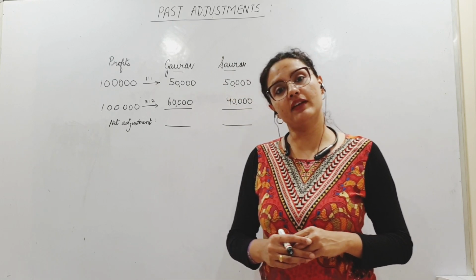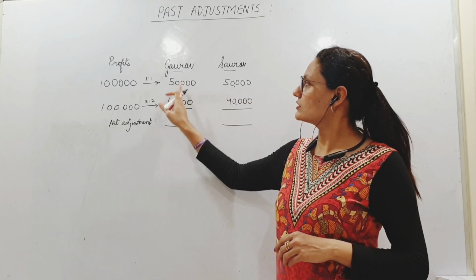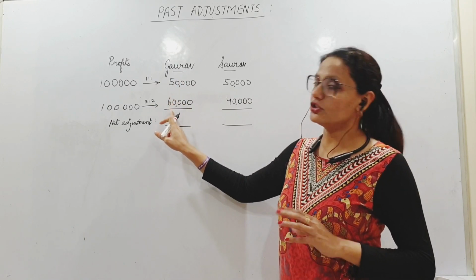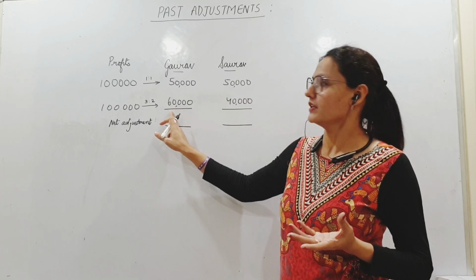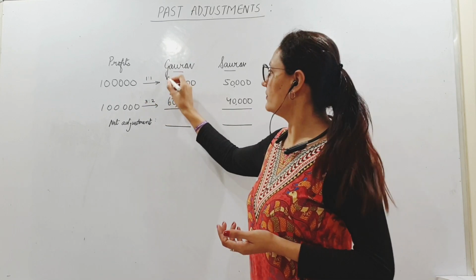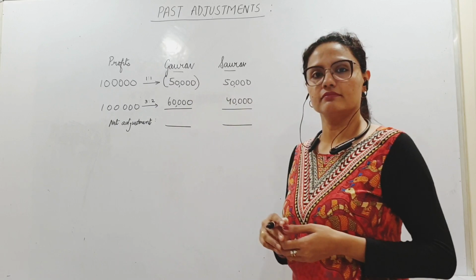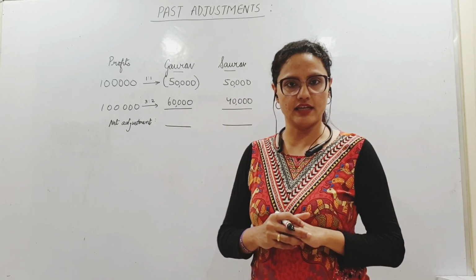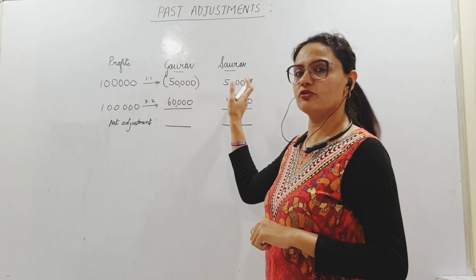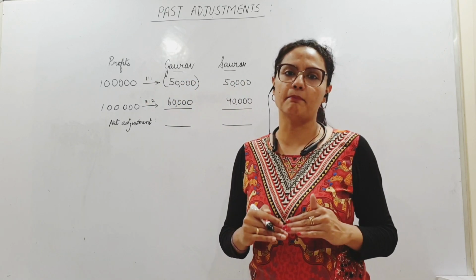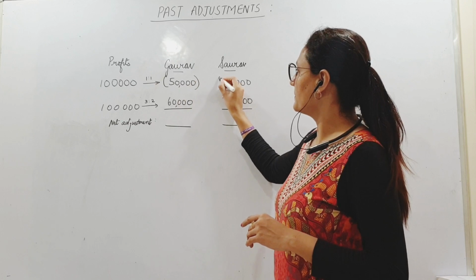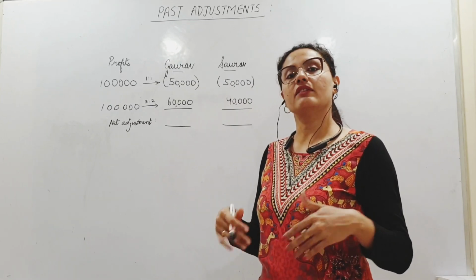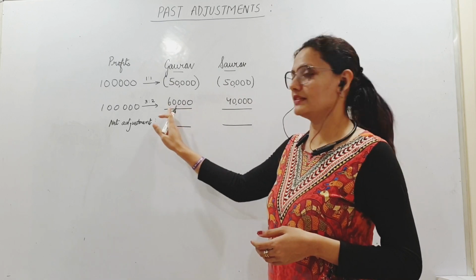So how do we rectify it? If we see closely, Gaurav has got 50, should have got 60. So whatever he has got, we take it back from him. Now we need to give him 60. So whatever we have already distributed, we are taking it back, so we keep it in brackets, a negative figure. Similarly, whatever we have to give him is a positive figure, 60.